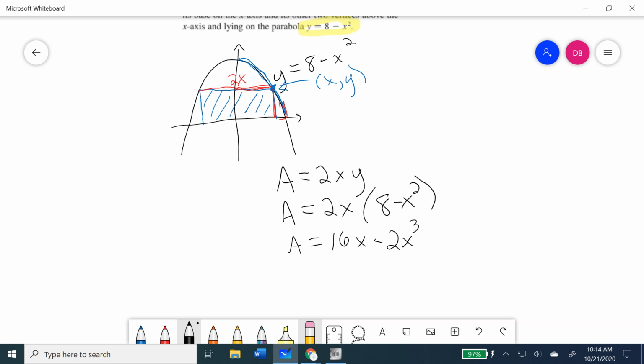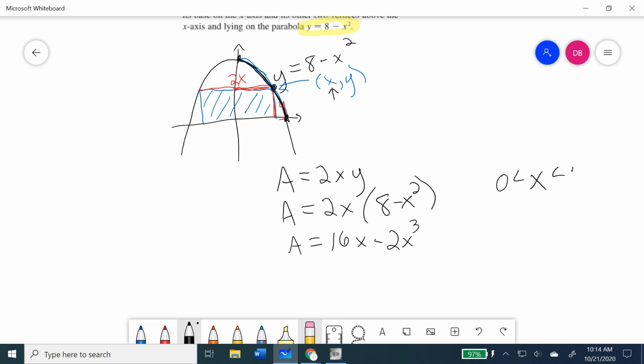And so just to make sure you're clear, this is an area formula where you tell it the x variable on the parabola, but that x variable has to be between 0 and the intersection point. That intersection point is going to be the square root of 8.